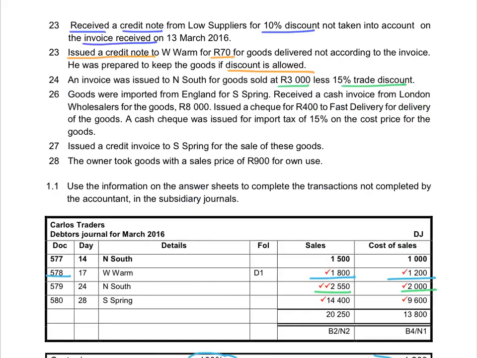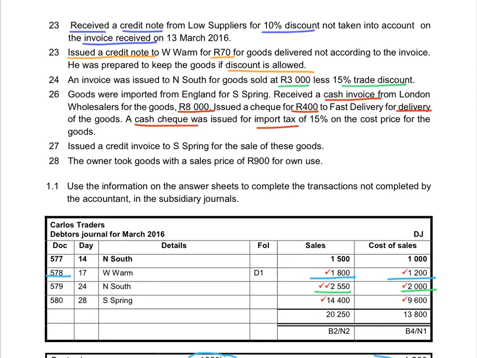Goods were imported from England for Spring, so we specially bought these goods for a specific customer. We received a cash invoice from London for 8,000, so it means that we paid them immediately 8,000 Rand for the goods purchased. We issued a check for 400 for delivery of the goods. So this is also a check paid, so it will also be recorded in the cash payments journal. And we issued a cash check to pay for the import tax, so all three of these entries will be recorded in the cash payments journal.